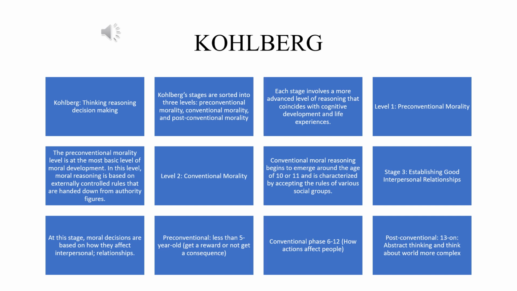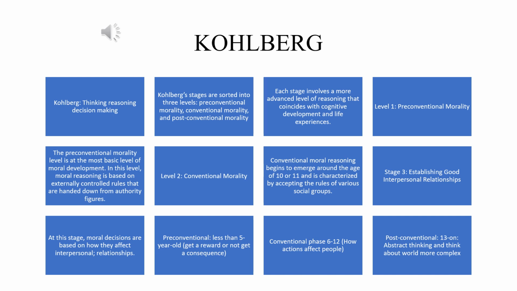Let's talk about theories that guide our nursing practice. So Kohlberg is somebody you need to know about. His research was all about thinking, reasoning, decision making. Kohlberg has stages, and they're sorted into 3 levels: pre-conventional morality, conventional morality, and post-conventional morality. Each stage involves a more advanced level of reasoning that coincides with the cognitive development and life experiences.